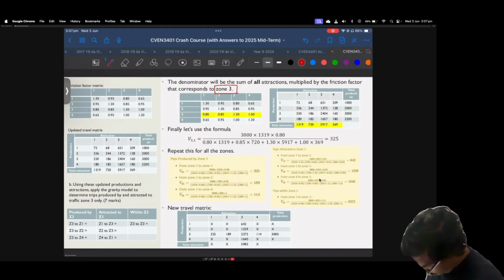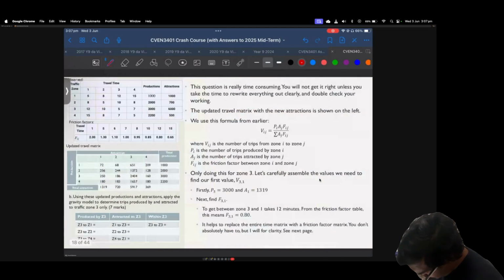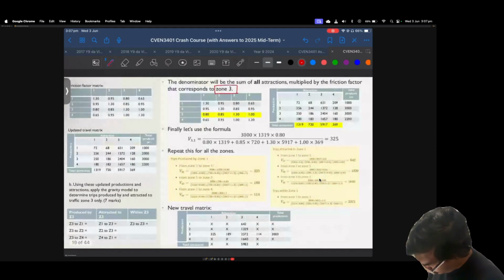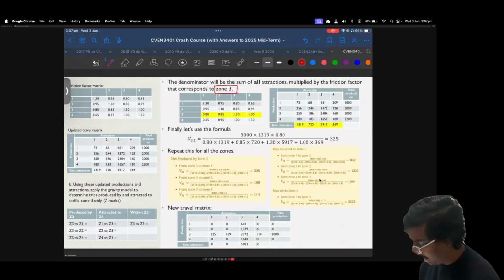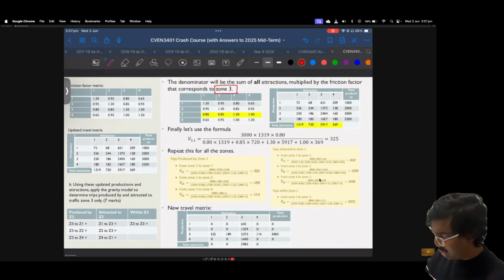Because it would be from zone 3 to zone 1, zone 3 to zone 2. Because it is attracted by zone J, yeah. So we're doing from zone 3 to zone 1, and then we'll do zone 3 to zone 2. So really take the time to understand that, because it can be quite complicated, okay? Take the time to actually understand what goes on the denominator.